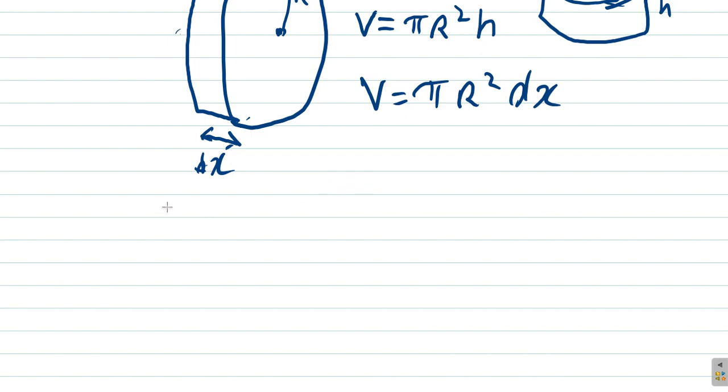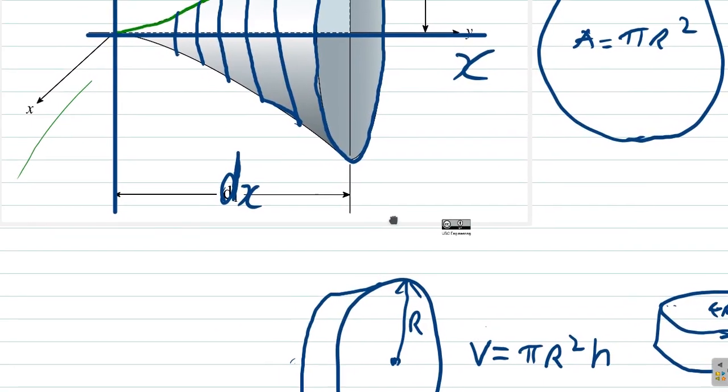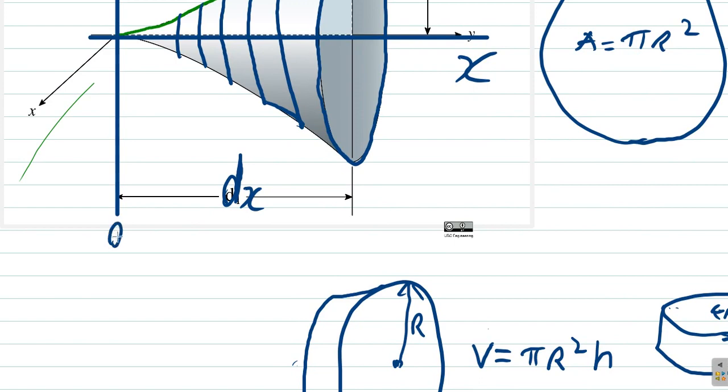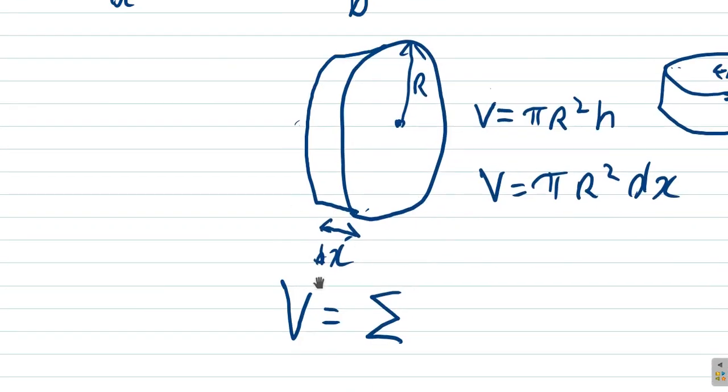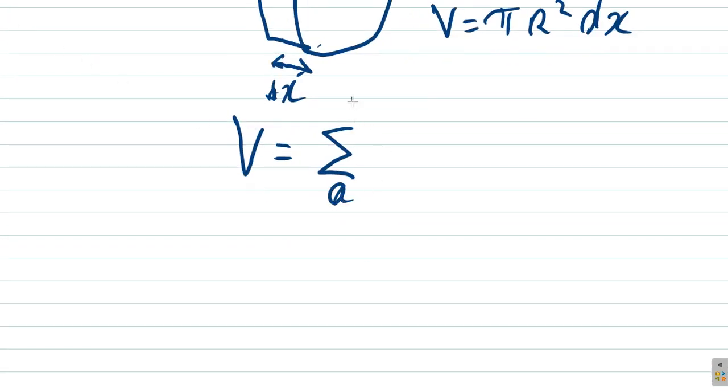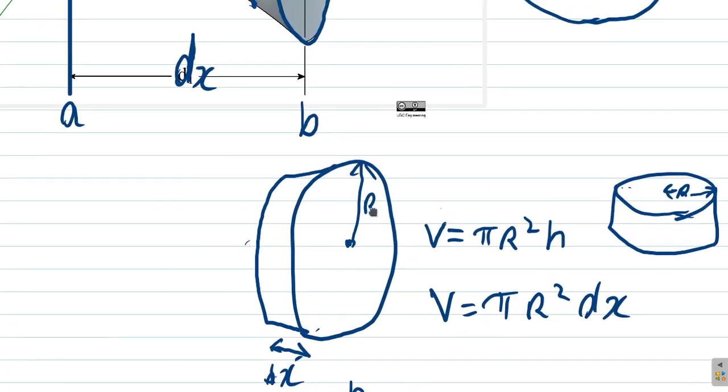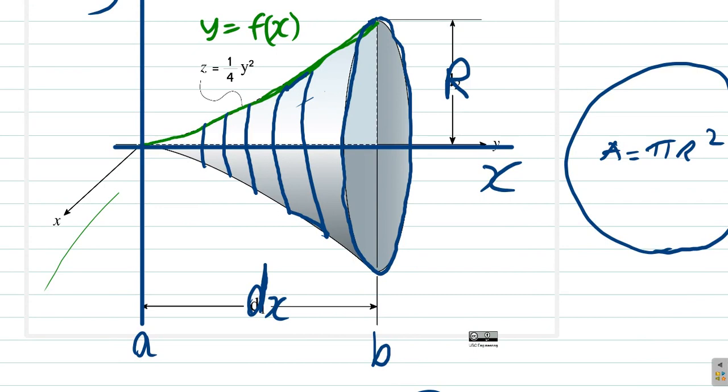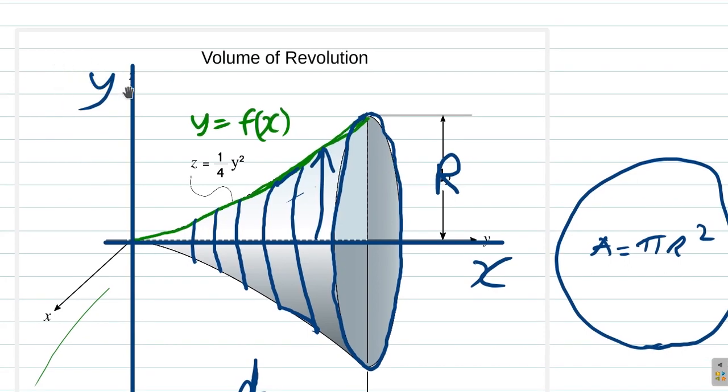Now what we would have is the volume of the entire shape is the sum. Now from where to where? Let's say we start here at A and at the end is B. So it is the volume from A to B of pi r squared dx. Now let's consider the r. What is the r? If we consider any point from the center upwards, we get the radius. But the radius is the same as f of x, same as y.